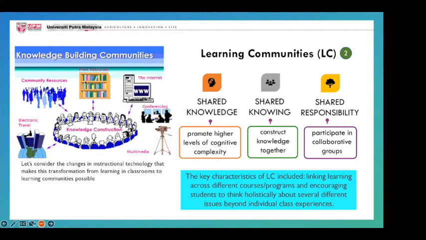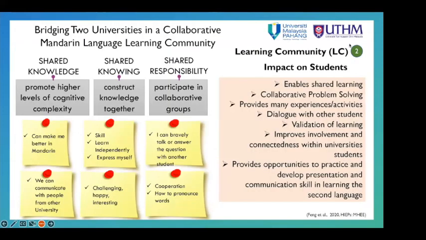Sebab tu kalau kita tengok dalam gambar ni, knowledge building communities ini melibatkan kesemua sumber ini: multimedia, conferencing, internet, print resources, community resources. Kita ambil contoh daripada collaborative ini. Dia buat collaboration between UMP dengan UTHM, bridging two universities in a collaborative Mandarin language learning community. Okay, biasanya kalau kita nak mewujudkan learning community ni, it can be between semudah-mudah dua kursus dalam satu program.